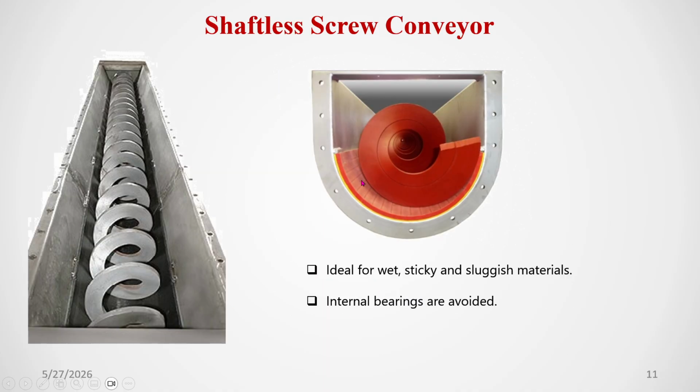Sometimes a shaftless screw conveyor is also there. It goes on rotating, but inside there is no shaft. So the material will go on passing from one end to another due to the movement of the screw. It is ideal for wet, sticky and sluggish material, because there will not be any material stuck to the shaft in between. Internal bearings are avoided. Here, material will continuously go from one end to the other. For wet and sticky material, this shaftless screw conveyor can also be used.